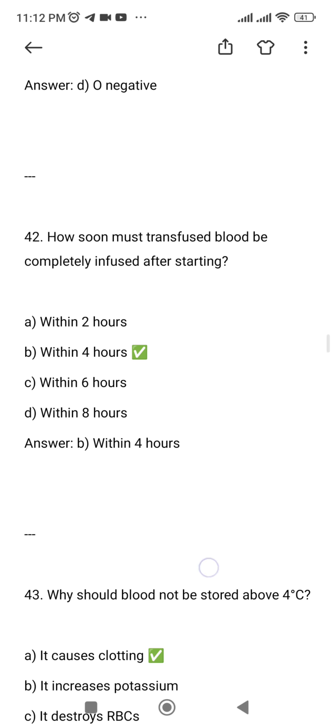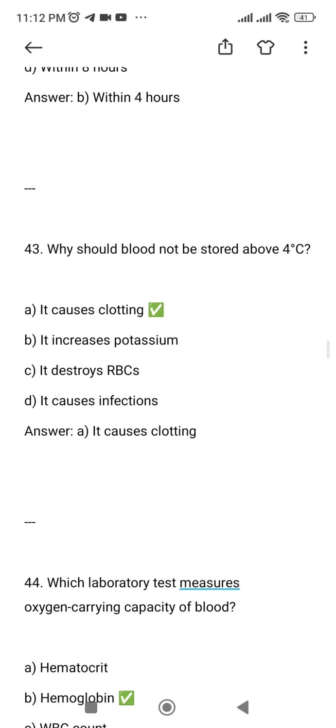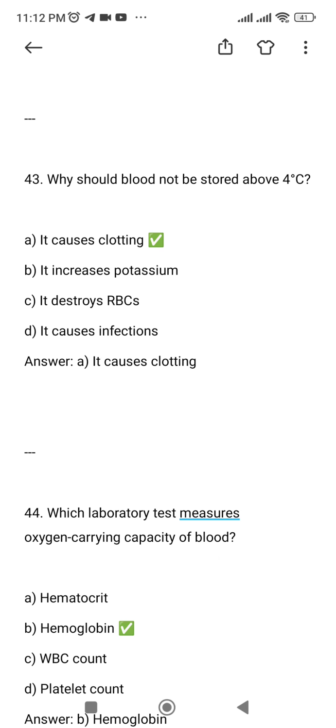Which blood group is safest for emergency transfusion when the patient's blood group is unknown? O negative. How soon must transfused blood be infused after starting? Within 4 hours. Why should blood not be stored above 4 degrees Celsius? It causes clotting.